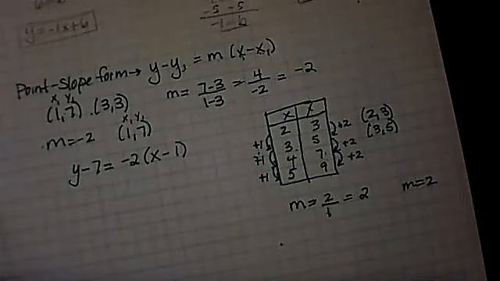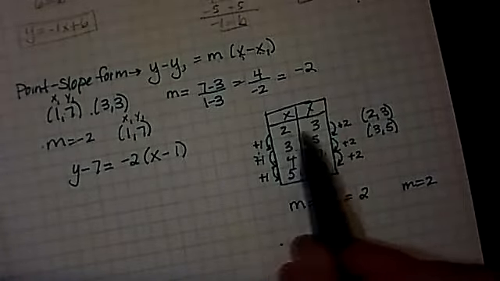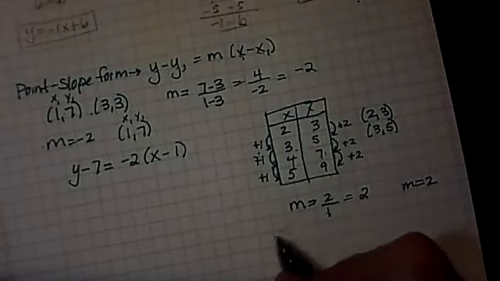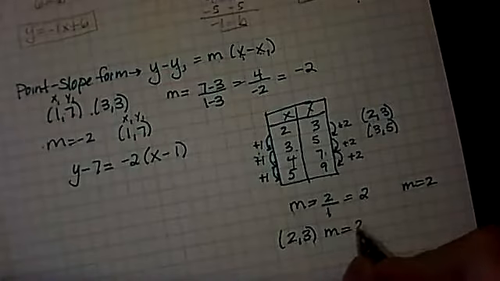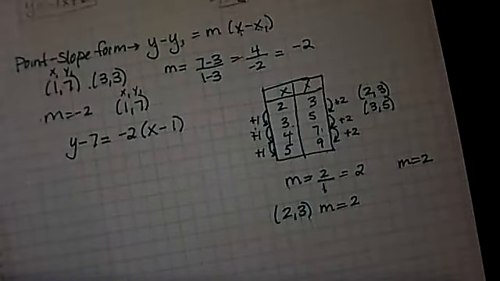All right, so now let's pick the first ordered pair. The first ordered pair that we have is (2, 3). Remember, it needs to be the first ordered pair. And then we have our slope of m equals 2. So let's put that into our equation.